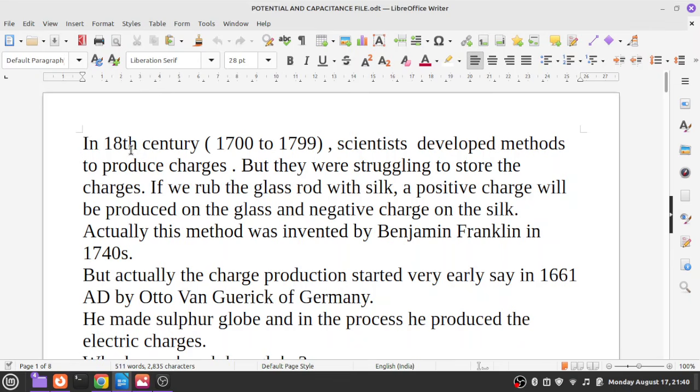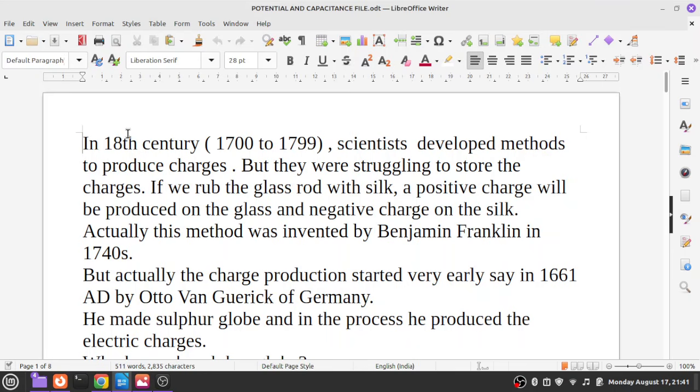Okay, in the 18th century, meaning 1700 to 1799, scientists developed methods to produce charges, but they were struggling to store charges. They were producing charges by various means, but they were unable to store them. By the 1740s or 50s, a capacitor was invented to store the charge. That we discuss later. Let us see how we can produce charge very simply.